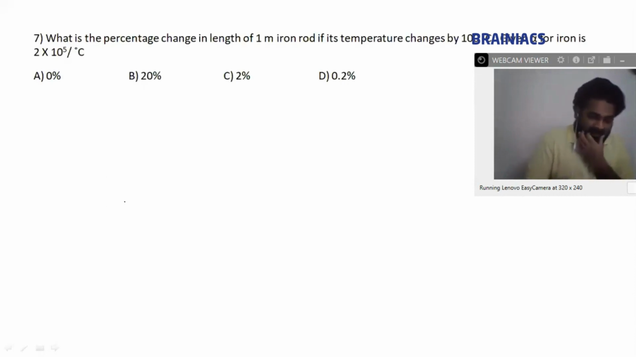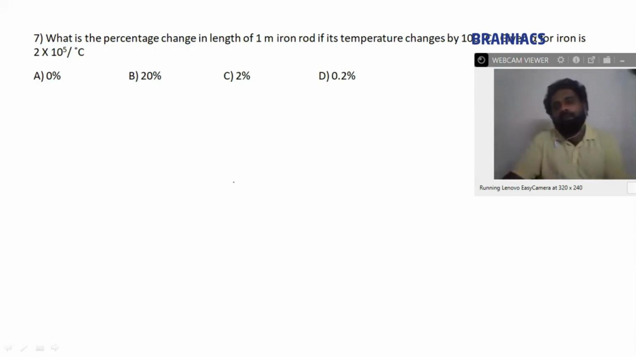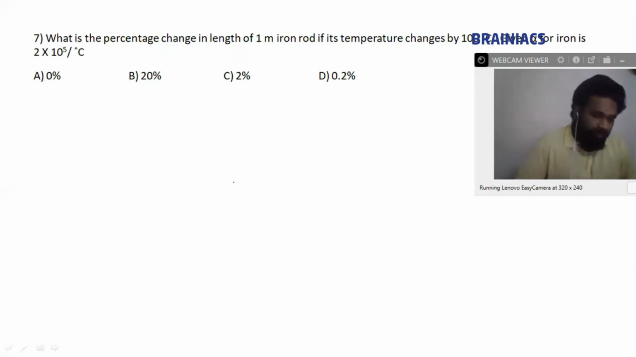Okay, what about this question? What is the percentage change in length of a 1 meter iron rod if its temperature changes by 100 degrees Celsius? Alpha for iron is given as 2 into 10 raised to minus 5 per degree Celsius. Okay, so percentage change in length is what? Change in length divided by original length into 100.